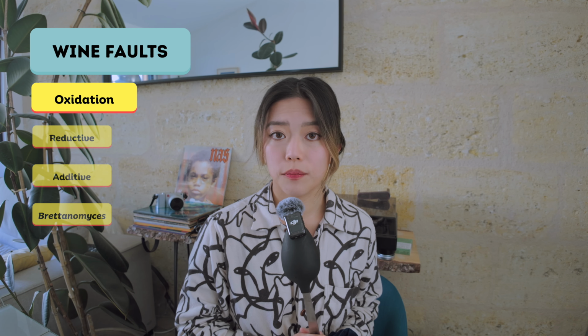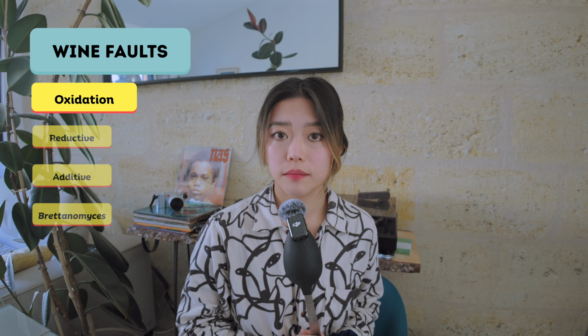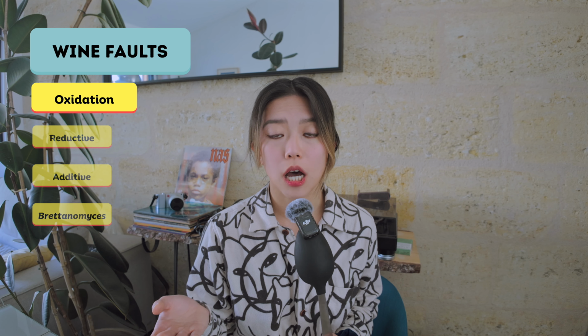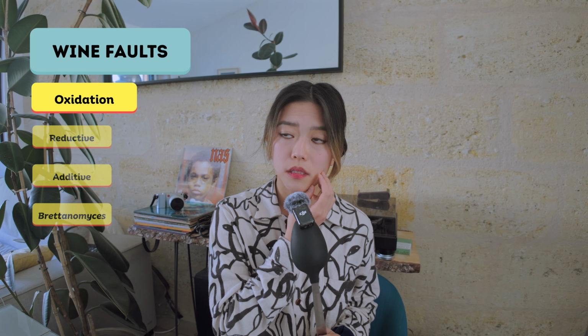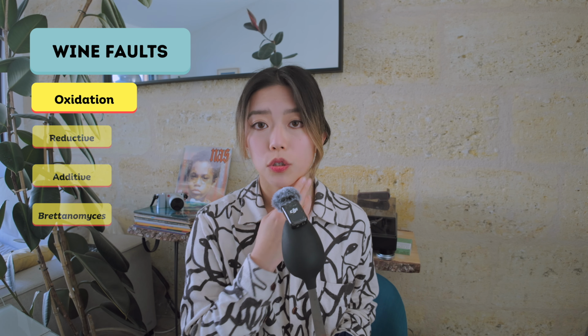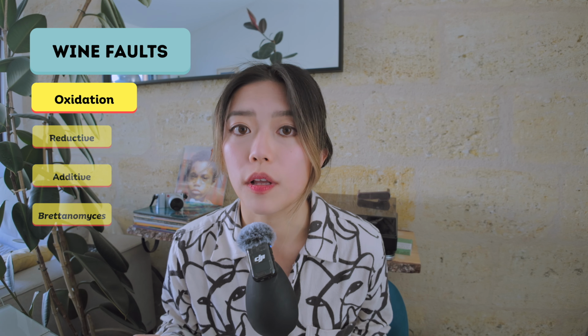Many countries have a legal maximum for VA, or volatile acidity, such as France, Germany, USA, Australia, and more. Each of them has their own legal limits or regulations. In general, the European Union also has limits for volatile acidity.